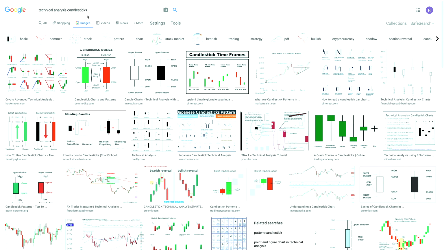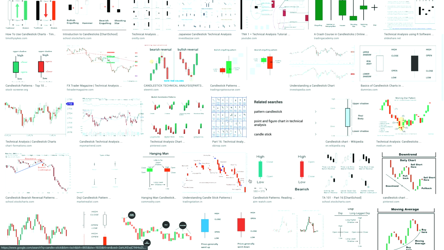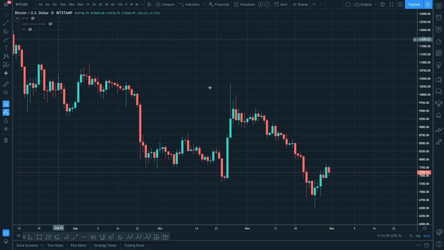But before that, if you go on Google and type in technical analysis candlesticks, you'll see a variety of formations and a bunch of images explaining the psychology of candlesticks. You'll find a whole bunch of resources there. But yeah, let's take a look at the chart.